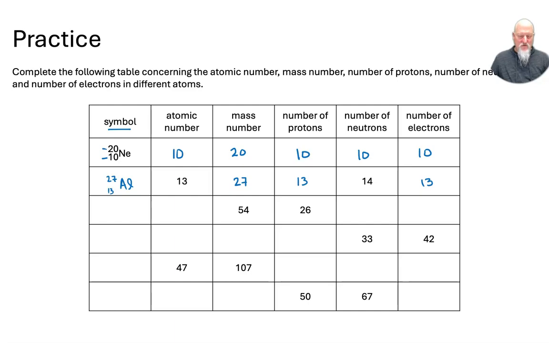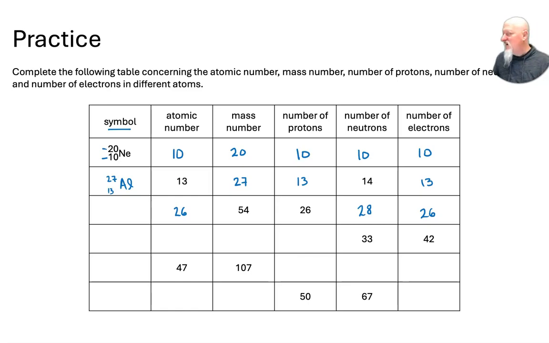Okay, next row. We have a mass number of 54 and a number of protons of 26. So number of protons and number of electrons are the same. The number of neutrons is going to be the mass number minus the number of protons. So 54 minus 26 is 28. So there are 28 neutrons in this atom.